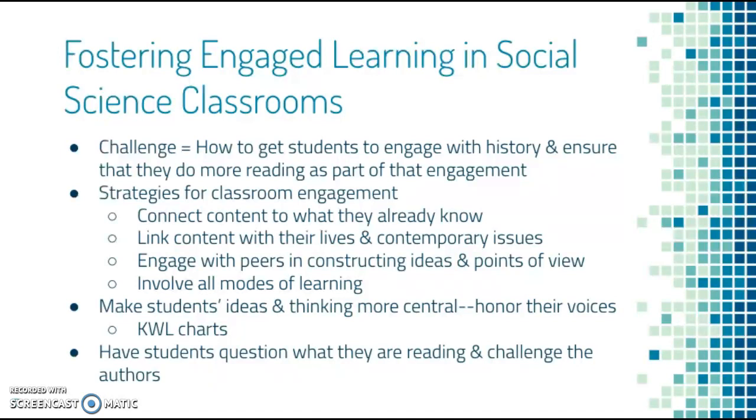Chapter 2, titled Fostering Engaged Learning in Social Science Classrooms, struggles with the challenge of how do we get students to be engaged in history and social science, and ensure that they're doing more than just reading as part of that engagement. Some of the strategies to keep our students engaged in the subject are to connect the content to what they already know, link content with their lives and contemporary issues, engage with peers in constructing ideas and points of view, and involve all modes of learning as well.